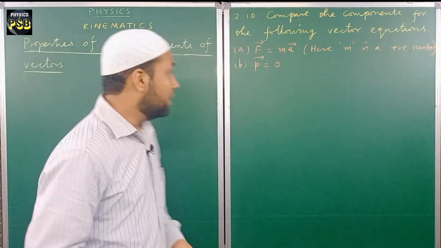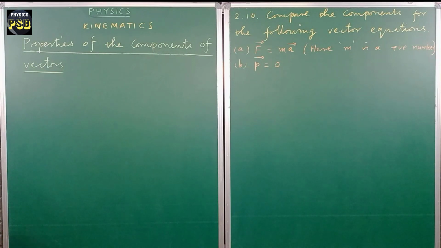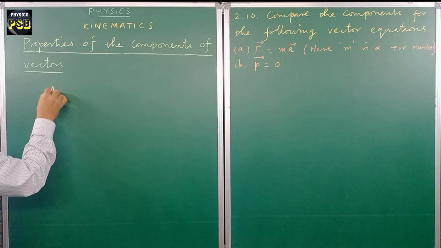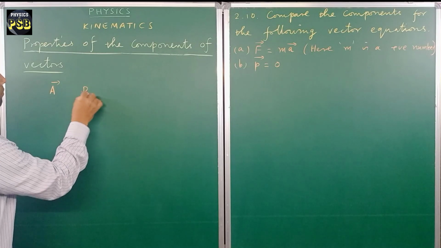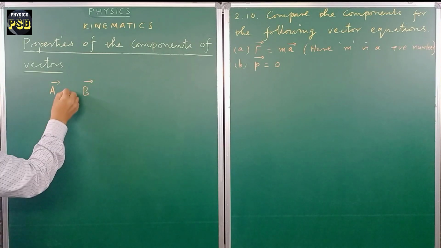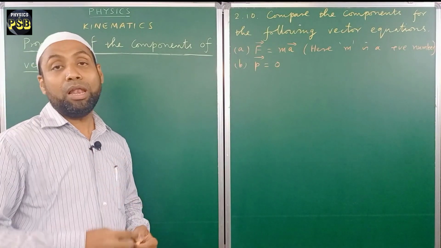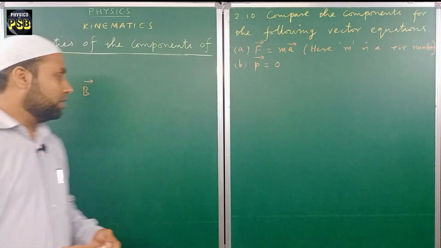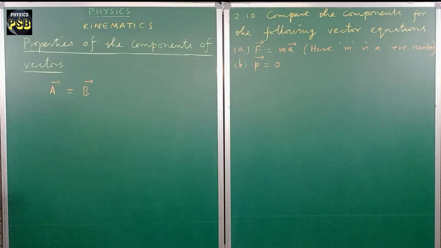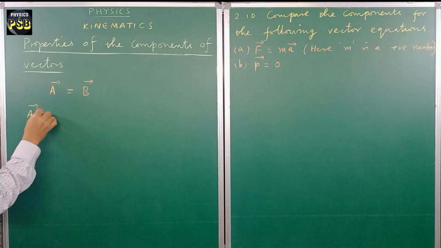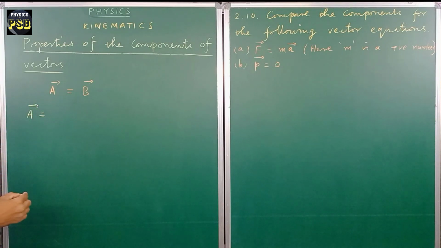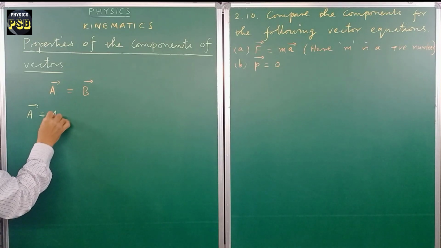What is that? I'll try to explain this with the help of an example. For example, I've got two vectors, vector A and vector B. If these two vectors are equal to each other, then their components will also be equal to each other. Let's see that. First, I am going to resolve vector A into its components. Vector A has a component along the x-axis given as Ax.